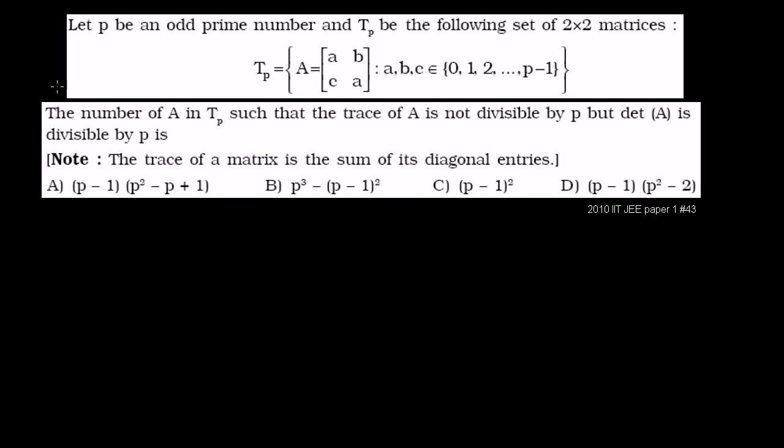So we have the same setup here as we had in the previous problem, problem number 42, where p is an odd prime number. And they say let T sub b be the following set of 2 by 2 matrices, where each of those matrices has the form a along the diagonal, and then a b there and a c there. And each of those numbers is between 0 and p minus 1 inclusive. So they can be 0, 1, 2, 3, all the way up to p minus 1.